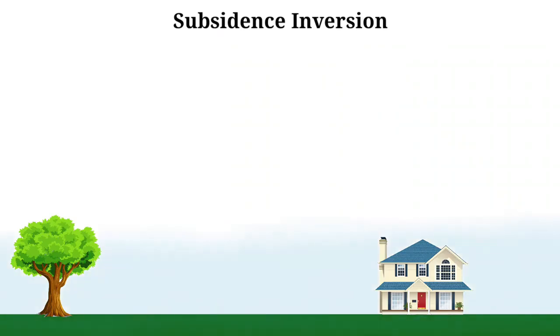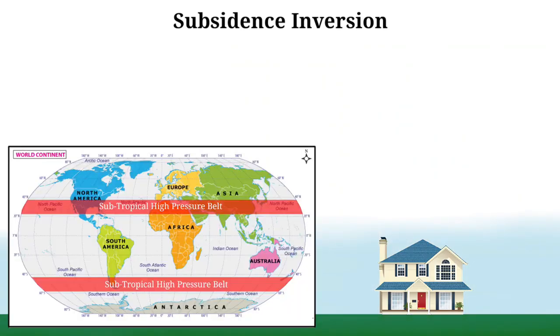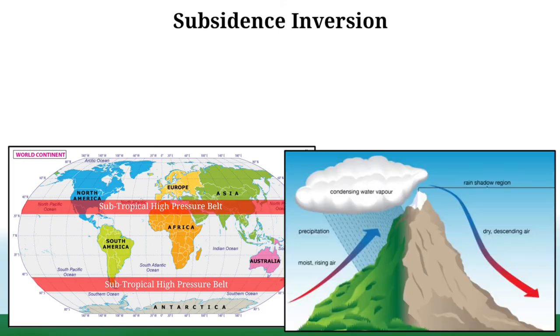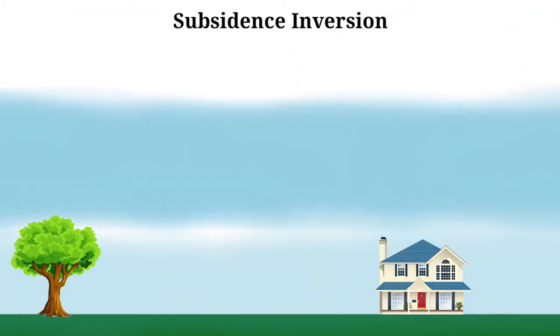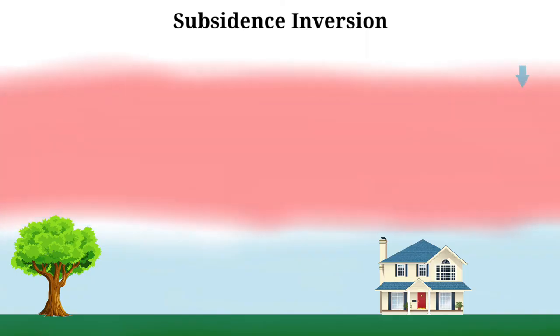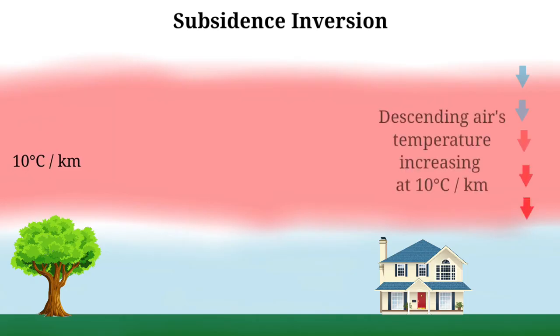Now the third one is subsidence inversion. So this type of inversion takes place mostly in the subtropical high pressure belts or in the leeward side of the mountains where the air subsides. Now we know that when the air subsides or descends from above, its temperature increases at the rate of about 10 degrees Celsius for every 1 kilometer. Remember, I said the temperature increases, not decreases.